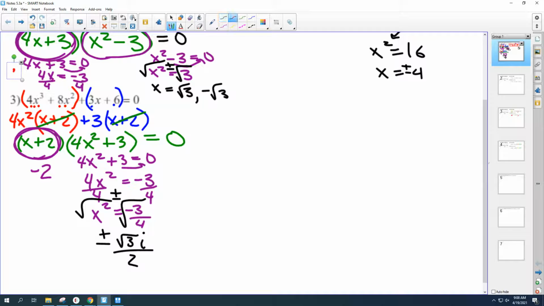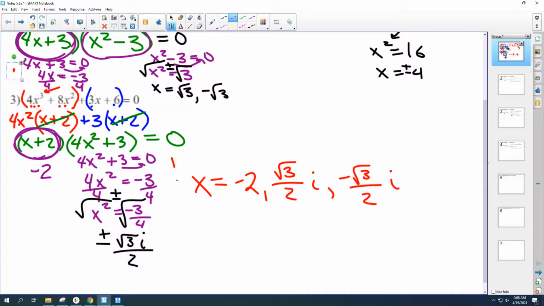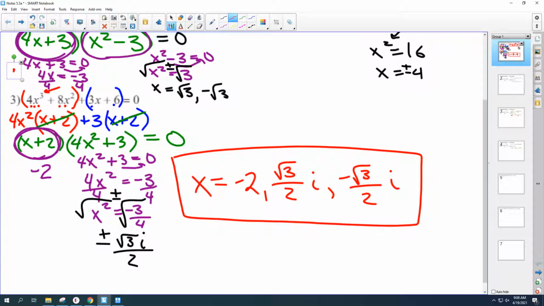And so we have our three solutions. We knew there were three solutions at the beginning, but your solutions are negative 2 and square root of 3 over 2i, and negative square root of 3 over 2i. Incidentally, if you graphed this, if you drew a picture of this, does anybody know how many times you'd see it cross the axis, the x-axis? You'd only see it cross one time because this is the only real number solution. That graph is definitely going to cross at negative 2 right here. But that's it. That's the only place it's going to cross because that's the only real number solution.